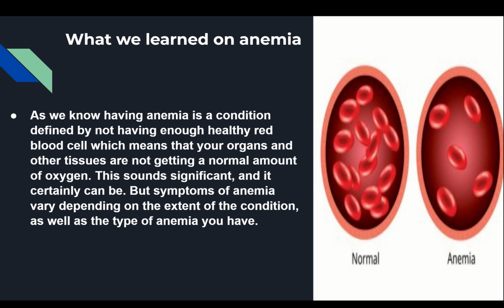What we learned on anemia. As we know, anemia is a condition defined by not having enough healthy red blood cells, which means that your organs and other tissues are not getting a normal amount of oxygen. This sounds significant, and it certainly can be, but symptoms of anemia vary depending on the extent of the condition, as well as the type of anemia you have.